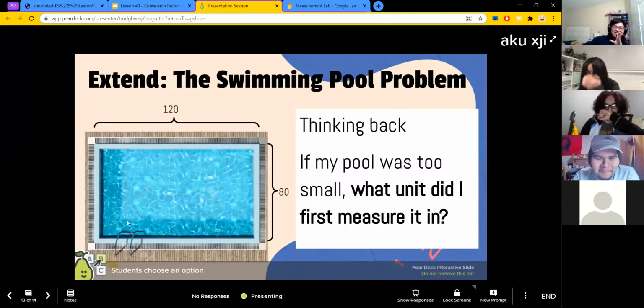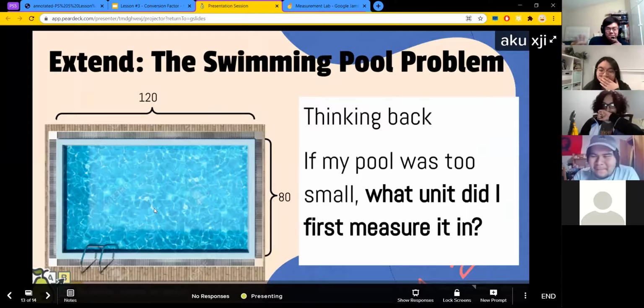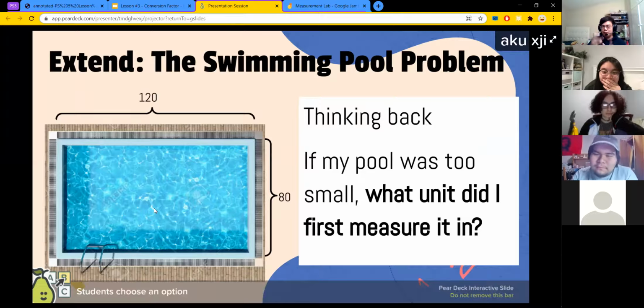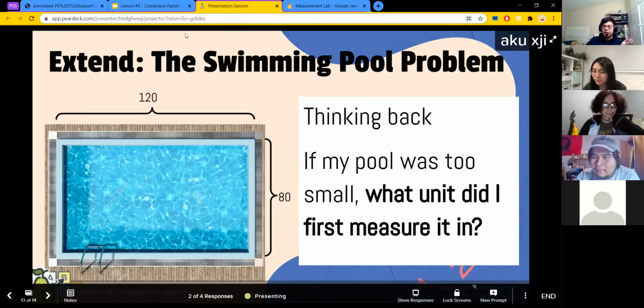All right, moving on. This is where we get the actual answer. Thinking back, the problem was that my pool was too small. My friend said, "You built such a small pool, I'm not gonna pay you." So what unit do you think I first measured my pool in? Because it was too small, what was the problem? What was my unit?